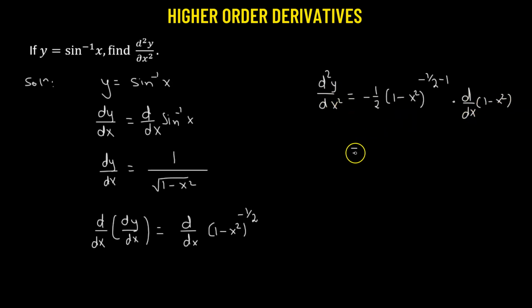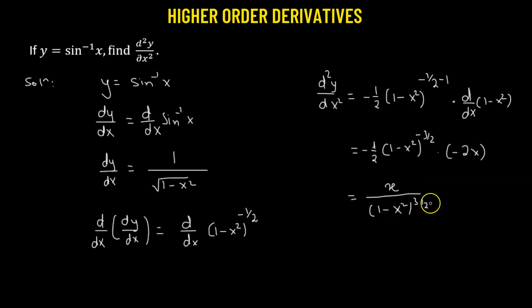So let's further simplify it. We have negative half multiplied by (1 minus x squared) raised to the power of negative 3 over 2, times the derivative with respect to x of 1 minus x squared. So that will be negative 2x. So the negative 2 and negative half cancel out, and we have x divided by (1 minus x squared) raised to the power of 3 over 2. So this is the value of the second derivative of y with respect to x.